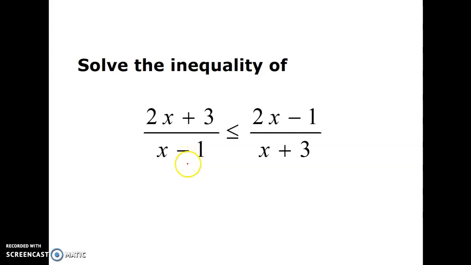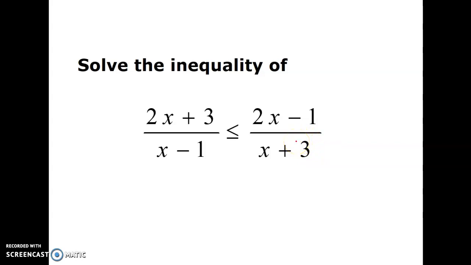Now the first step, we must always remember we cannot cross multiply. We cannot just take 2x plus 3 multiplied by x plus 3 and 2x minus 1 multiplied by x minus 1. We just cannot do that because we are not sure what sign is taken by x minus 1 and x plus 3. So what is the correct step?